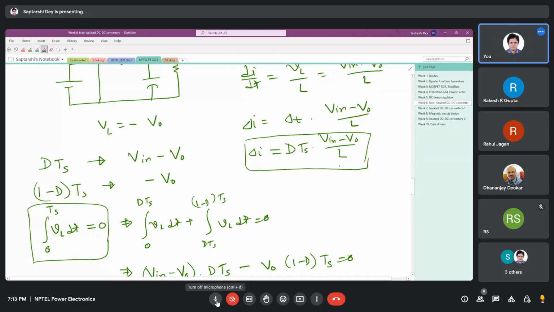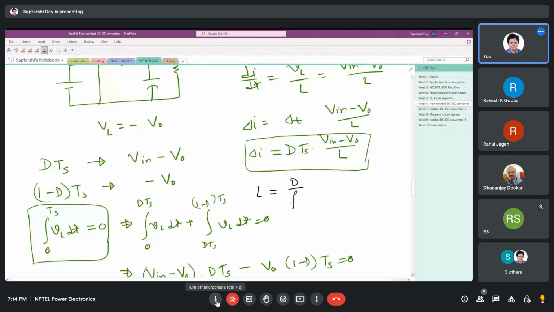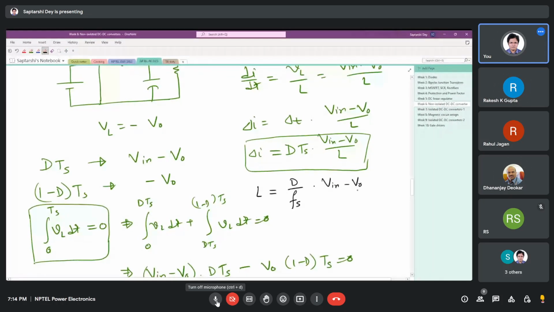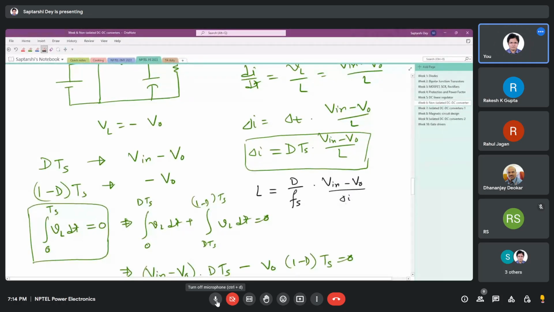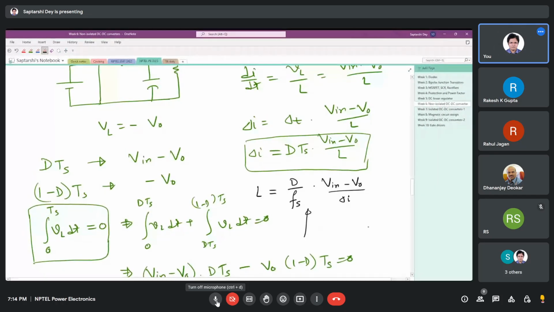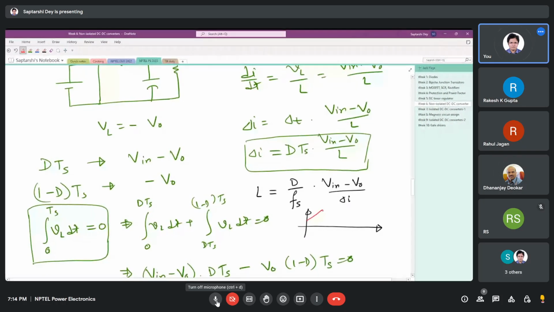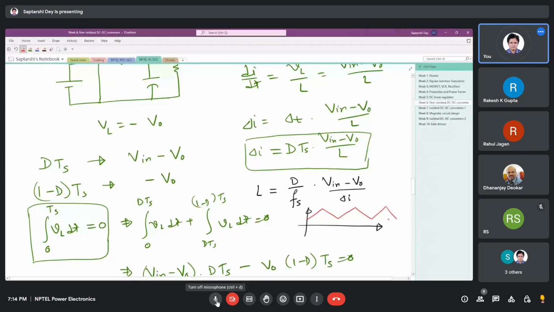Now I can write from here. Why did I write LS here? L is equal to dTs, I am writing as D by Fs, times V in minus V naught by delta I. Now for certain conditions of all these things, you have certain ripple in the inductor current like this.